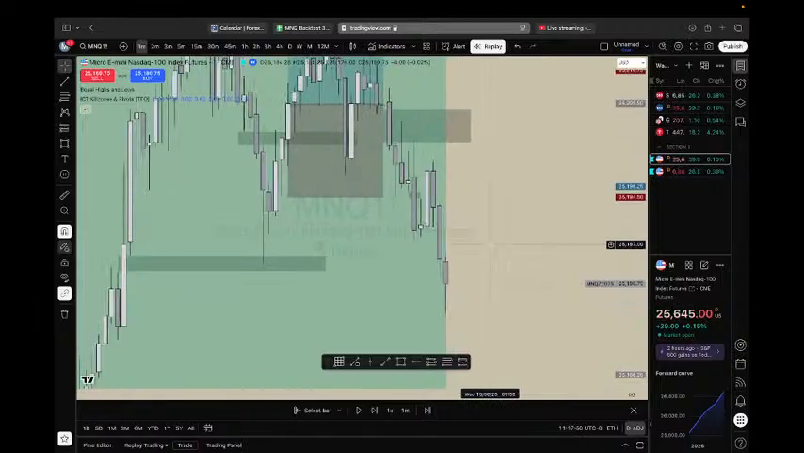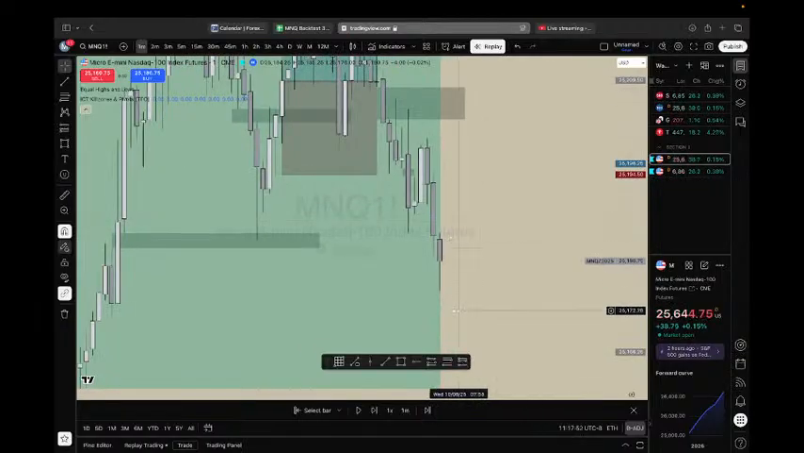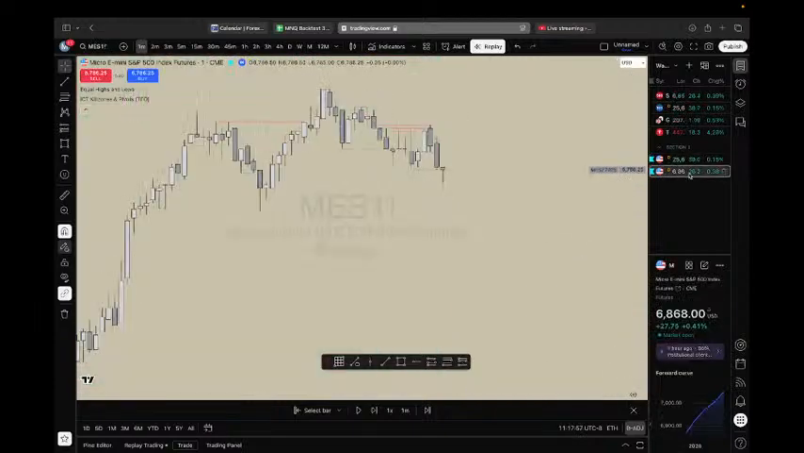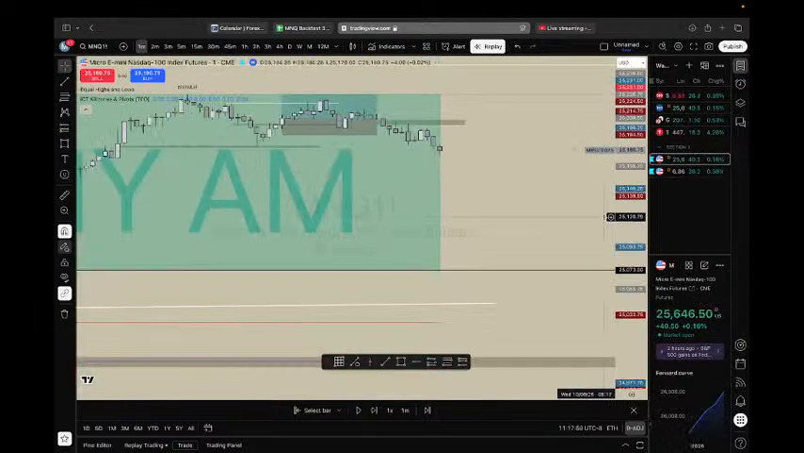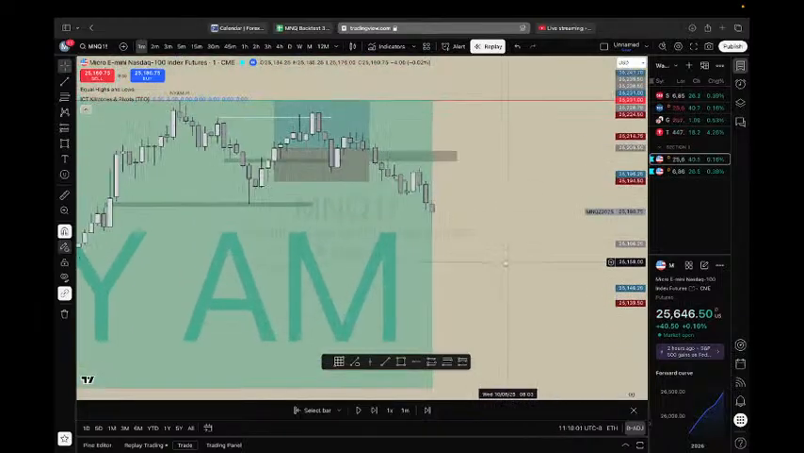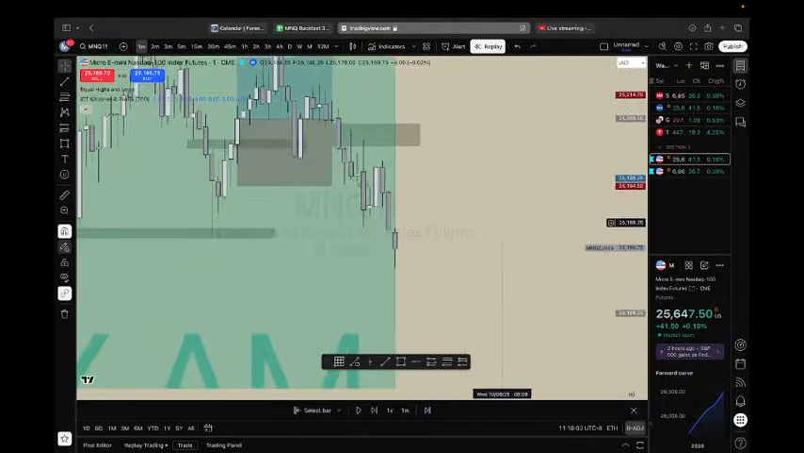All right, we sweep some more liquidity right here. What about this one? No, not yet. We do sweep this one though, and I believe this might be an SMT. Yeah, it's an SMT. Okay, we get a sweep for value gap right here.